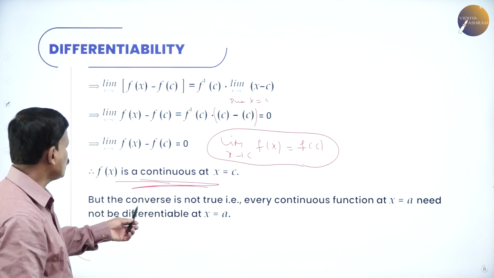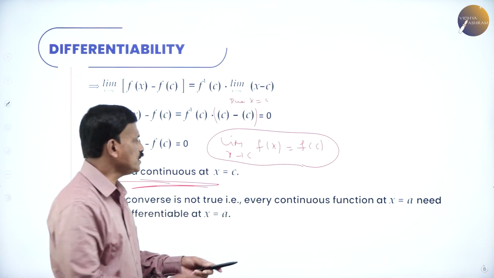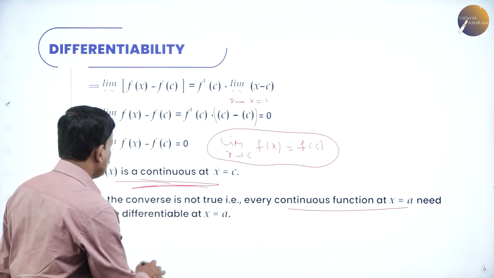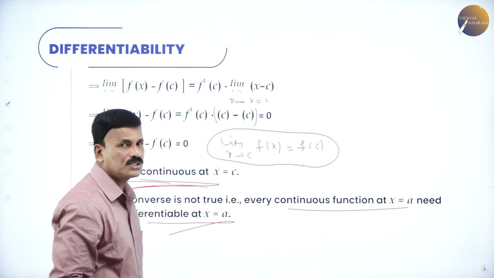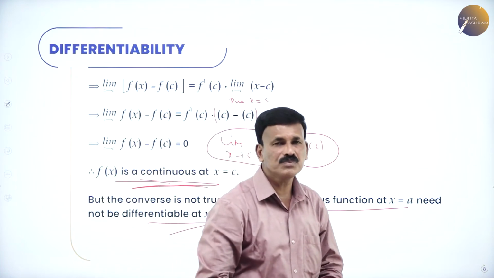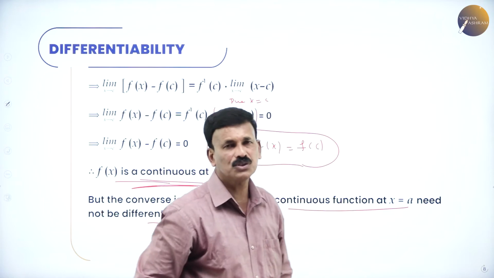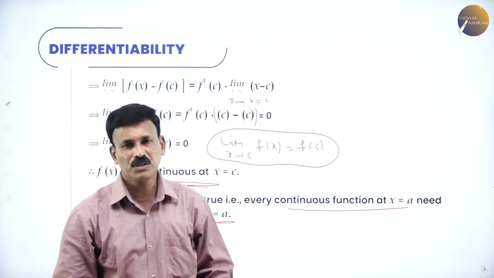That means the converse is not true. That is, every continuous function at x is equal to a need not be differentiable at x is equal to a. So, every continuous function need not be differentiable at x is equal to a. So, that is regarding the differentiability.